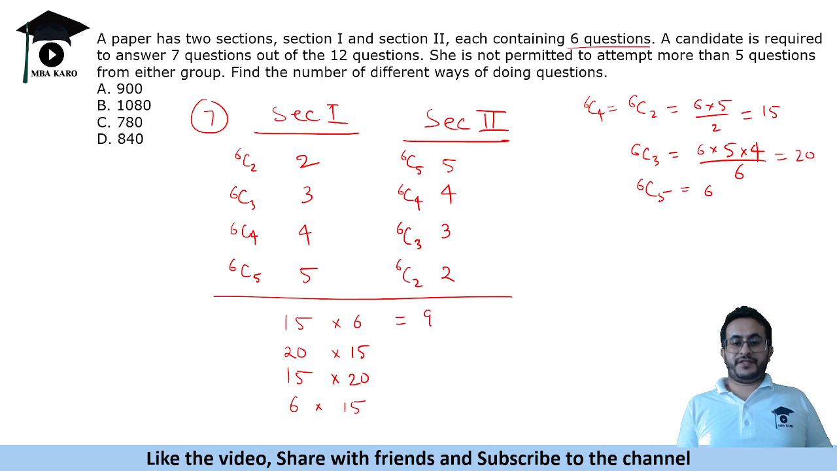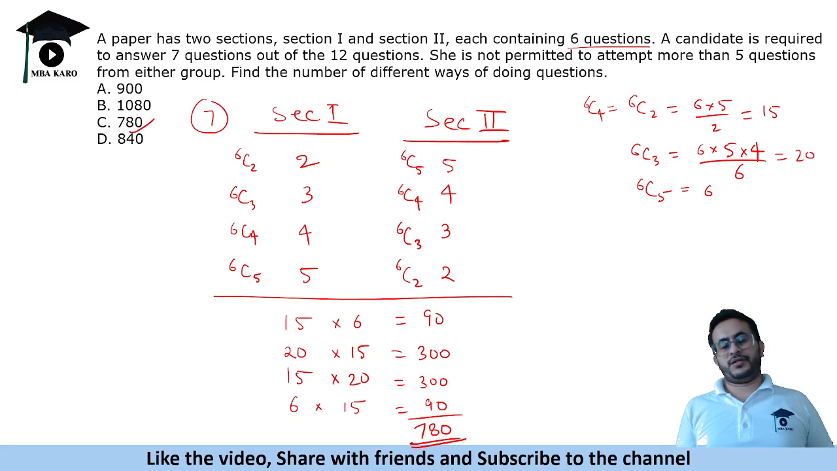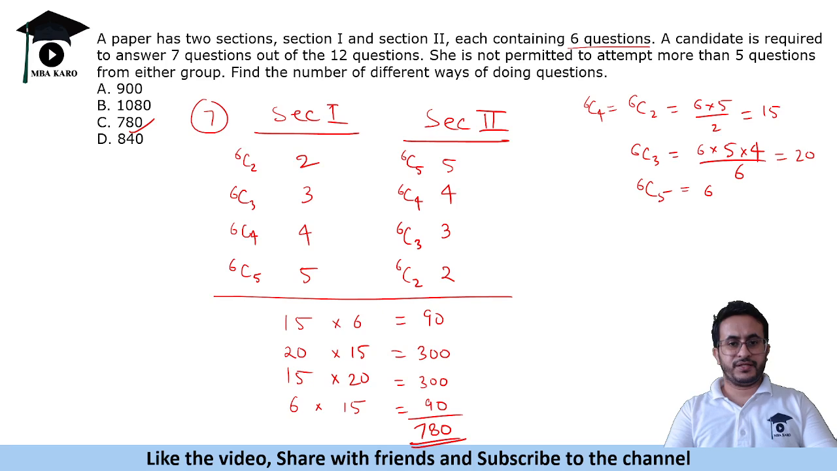So we have 90 ways to select, 300, and again 90 ways. So there are a total of 780 ways to attempt the questions. So we need to select the number of questions, and this is the number that we will get in these cases.